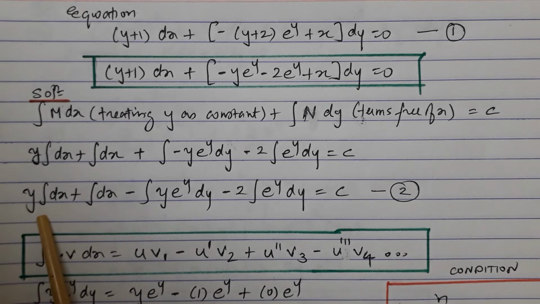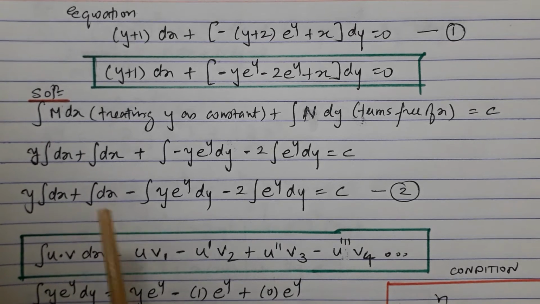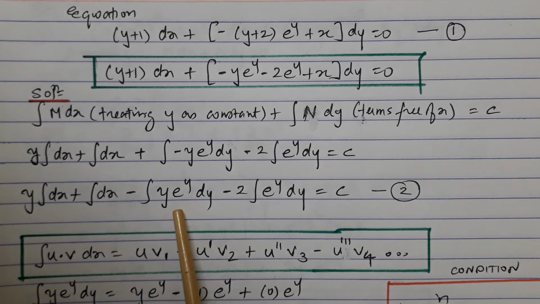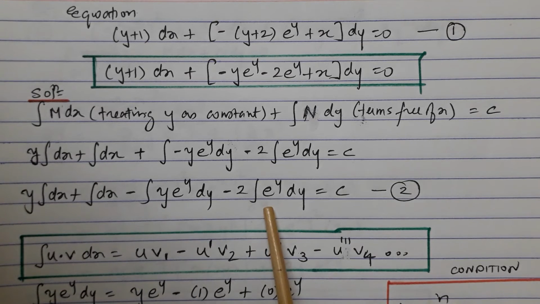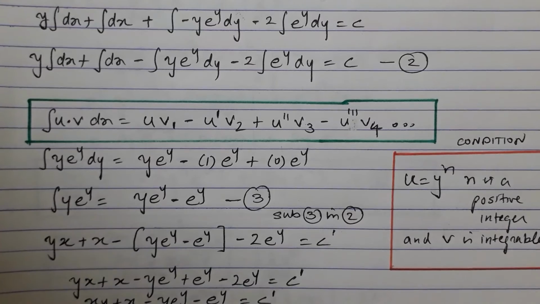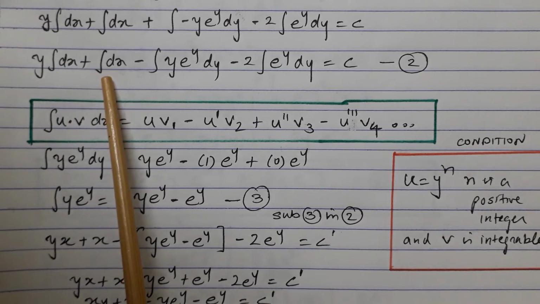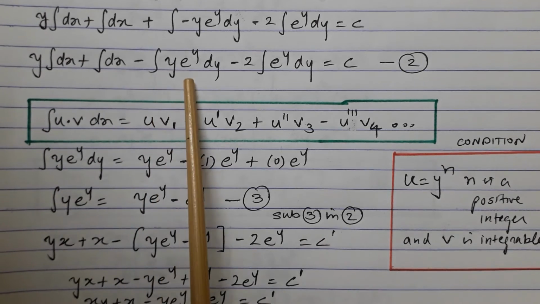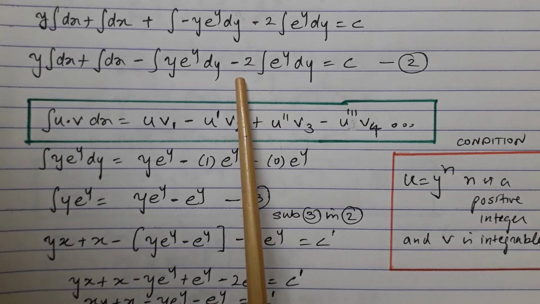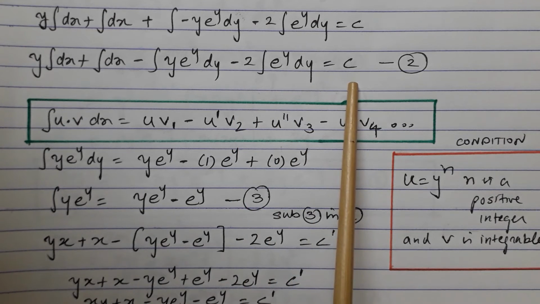So rewriting this: y integral dy plus integral dx minus y e raised to y dy minus 2 integral dy is equal to c. Now this is y integral dx plus integral dx minus integral y e raised to y dy minus 2 integral e raised to y dy is equal to c.